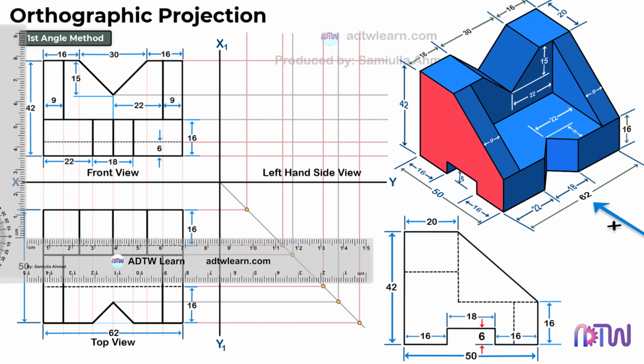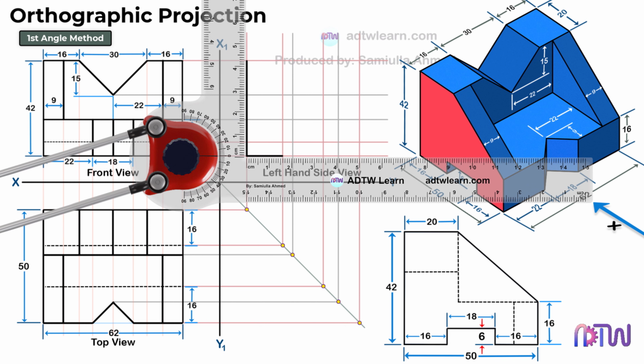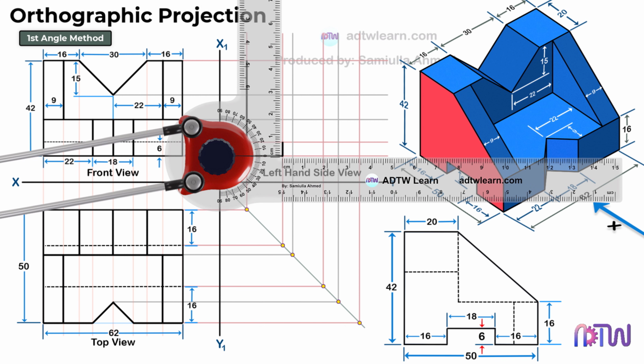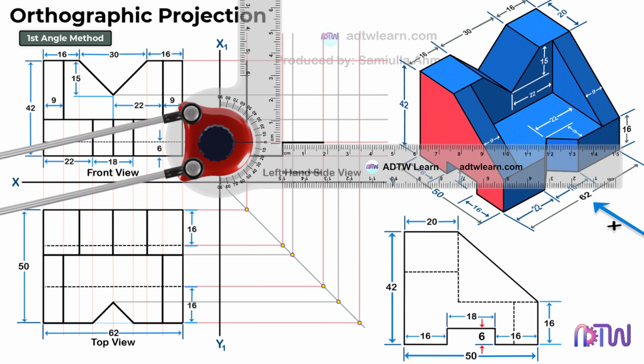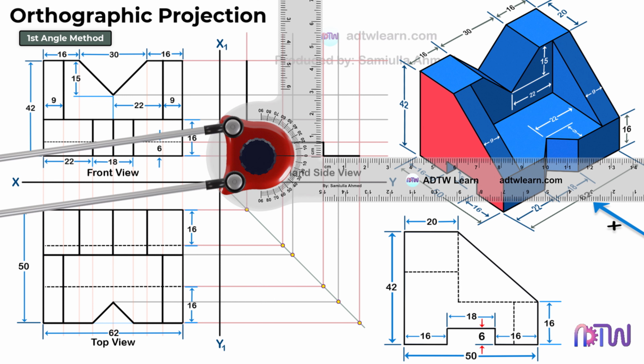To construct the left-hand side view, draw a vertical line of 42 mm, whose length will equal to the distance between these two lines. After this, draw a horizontal line of 16 mm. Then, a vertical line of 6 mm. A horizontal line of 18 mm. A vertical line of 6 mm. And at last, a horizontal line of 16 mm.